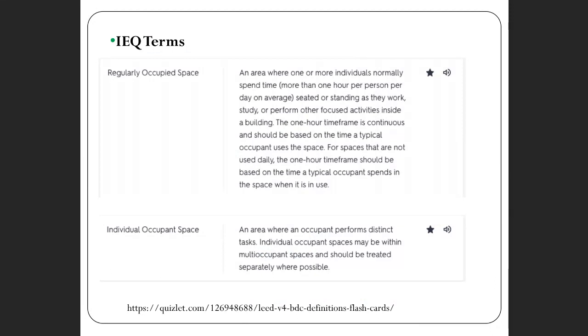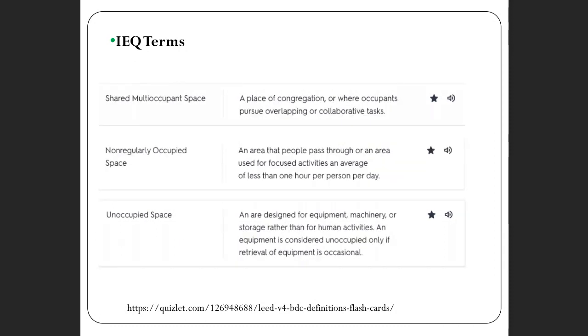Right, LEED is going to have some terms. There's always terms and things that you have to keep track of in LEED. So a lot of these things will look at whether it's a regularly occupied space or an individual space or a multi-occupant space, or an unoccupied space. Again, you might have different design strategies depending on how the space is being utilized.